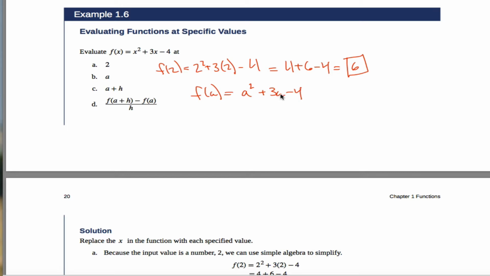How do you simplify that? You don't. You leave it just like this, and that would be the answer. So really all this question is getting at is, yeah, the more standard thing is to put in numbers, but you can also put in letters or even expressions. Everywhere you see an x, change it into an a plus h.